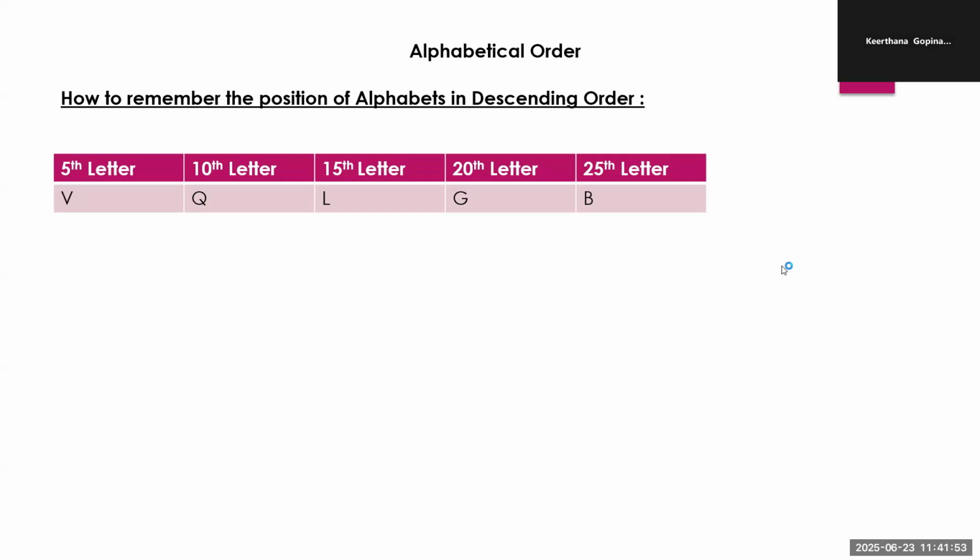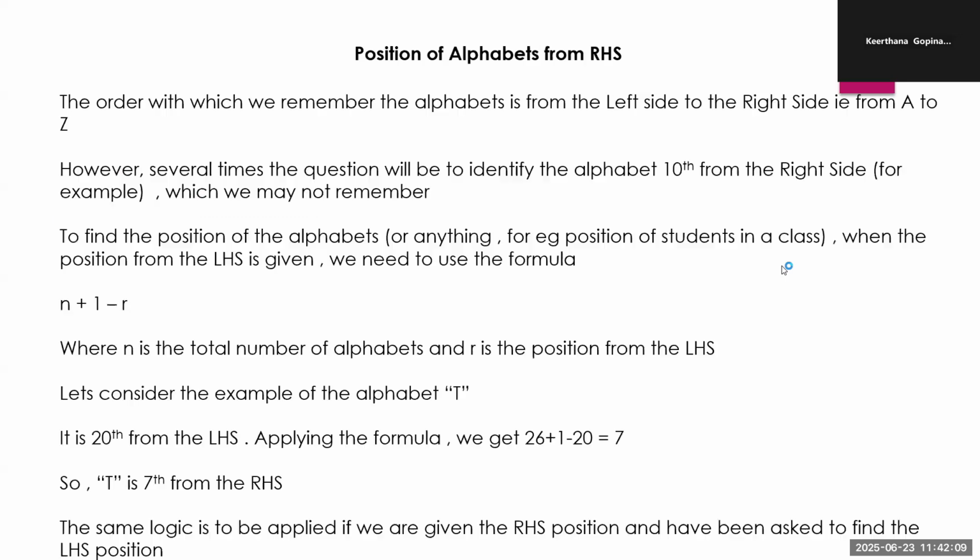Okay, so this order is very important, Kirtana. Left hand side to right hand side, that is A to Z. Z to A, G to LGB. Fifth, 10th, 15th, 20th, 25th position. Okay, sir.